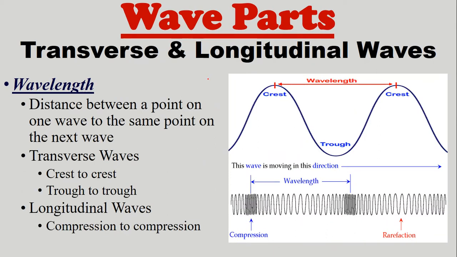Now this wave part is on both transverse and longitudinal waves. We're talking about mechanical waves here because that's what we're going to mainly focus on in physical science. Wavelength is the distance between a point on one wave and the same point on the next wave. Usually when it's a transverse wave, we're going to go crest to crest or trough to trough. On longitudinal waves, we're going to go from one compression to the next compression.